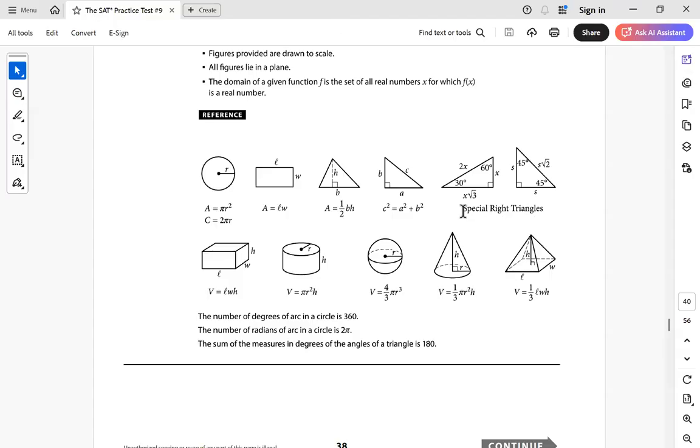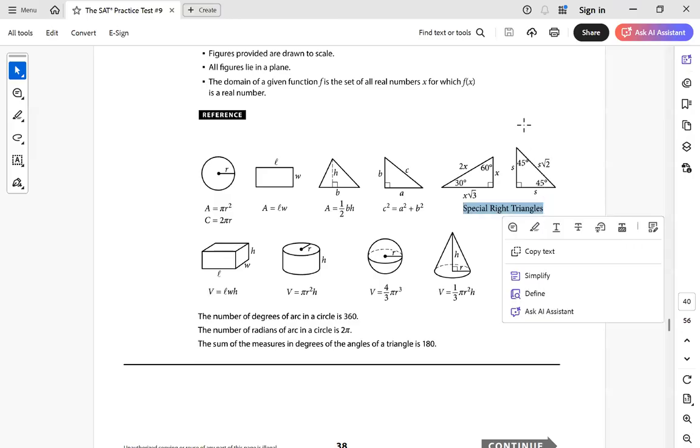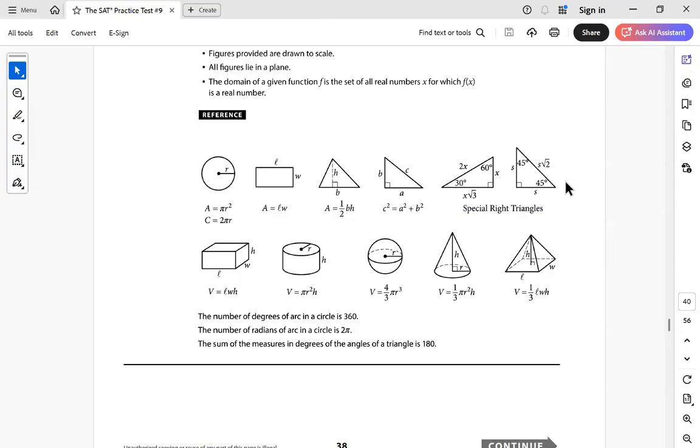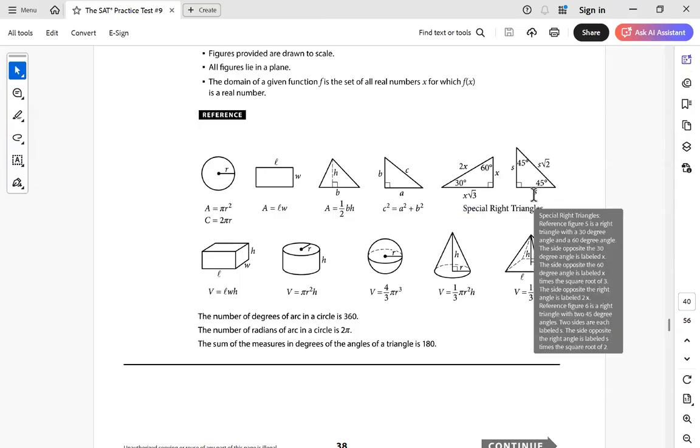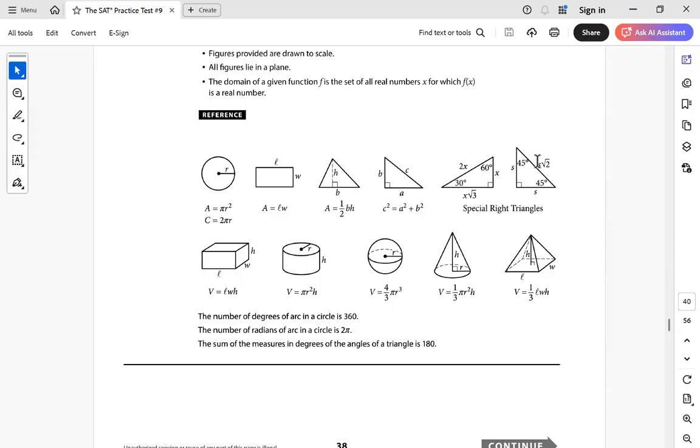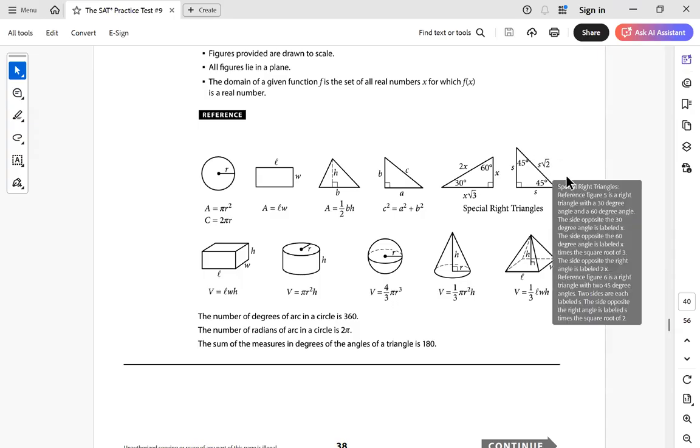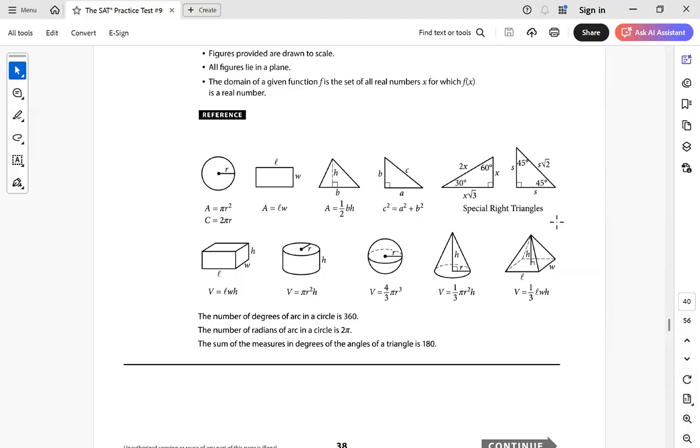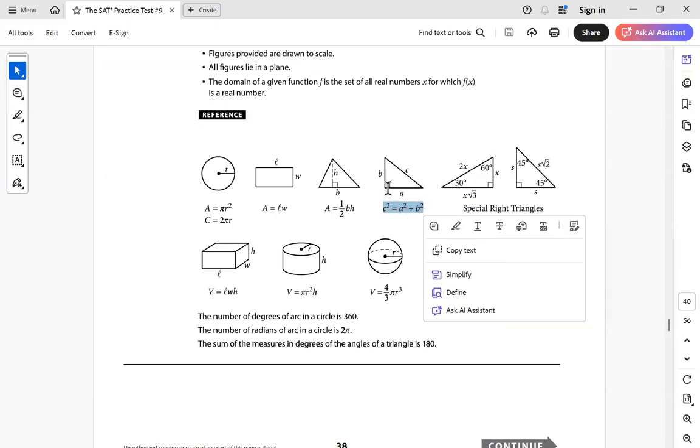So here's special right triangles. We have 45, 45 degree right triangles, and it says whenever I have that, then if the legs are length S, the hypotenuse is length S times square root of 2. So that's one option that we can use to find the lengths of the sides of the square. The other option is to utilize the Pythagorean theorem, knowing that a and b are both S in this case.